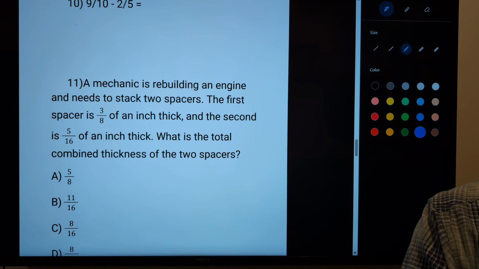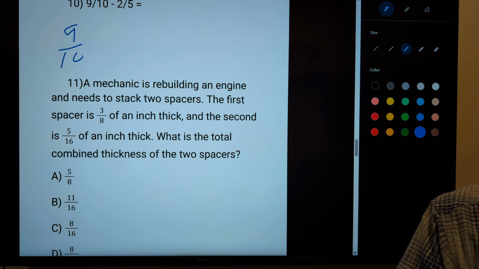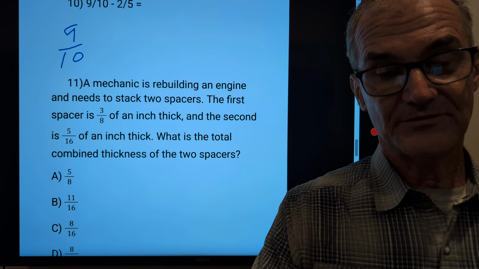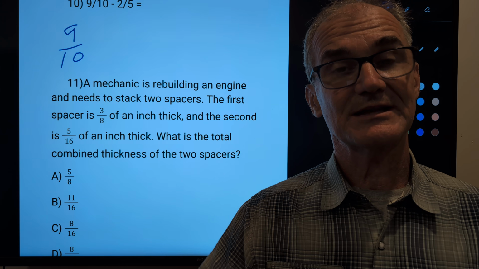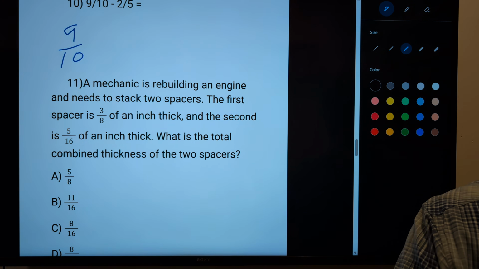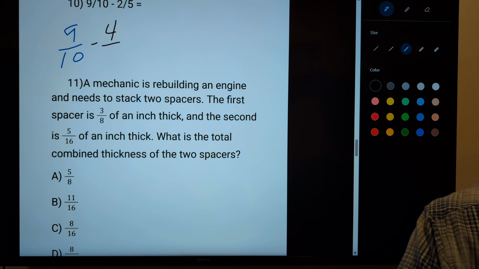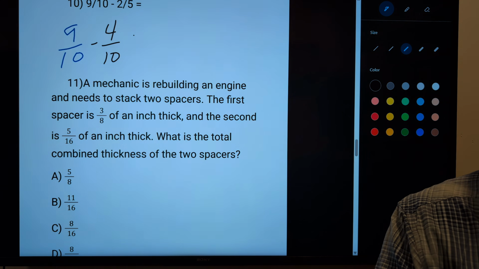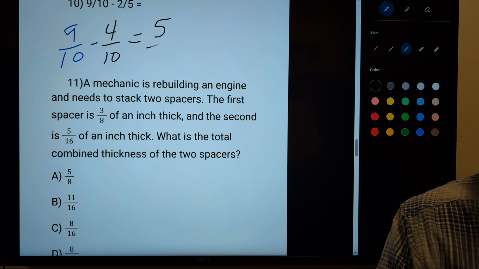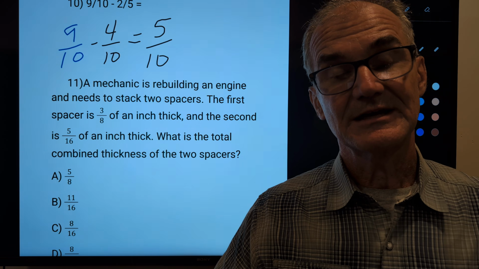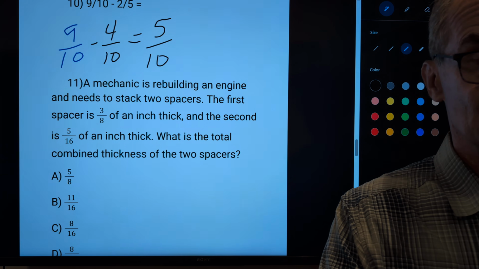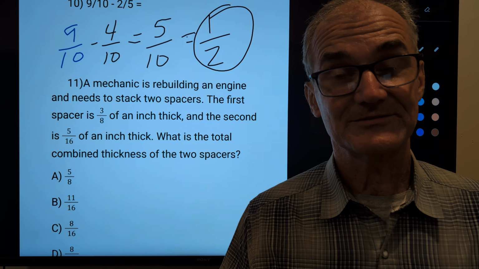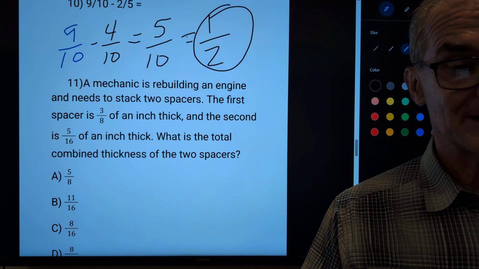Pause the video to give it a try. 9/10 minus 2/5. Well, 5 to 10 is going to be 2, so I'm going to multiply that by 2 over 2. So it's going to be 4/10. Now I have that common denominator. 9 minus 4 is 5 over 10. I'm all done. Then I check to see if I can simplify. 5 goes into 5 one time. 5 goes into 10 two times. Correct answer is 1/2. All right, hopefully that made some sense.